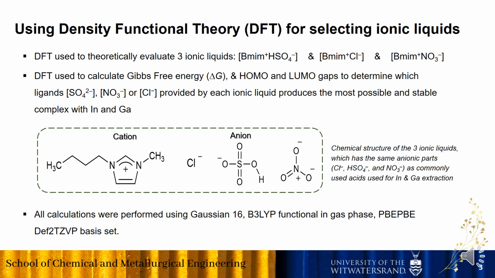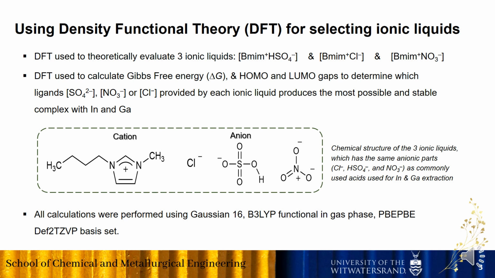For this work, I chose three different ionic liquids: bmim sulfate, bmim chloride, and bmim nitrate. I should explain that an ionic liquid is made of a cationic part and an anionic part. And I chose these three ionic liquids because they have the same anionic part as the commonly used acids to extract metals: hydrochloric acid, sulfuric acid, and nitric acid.